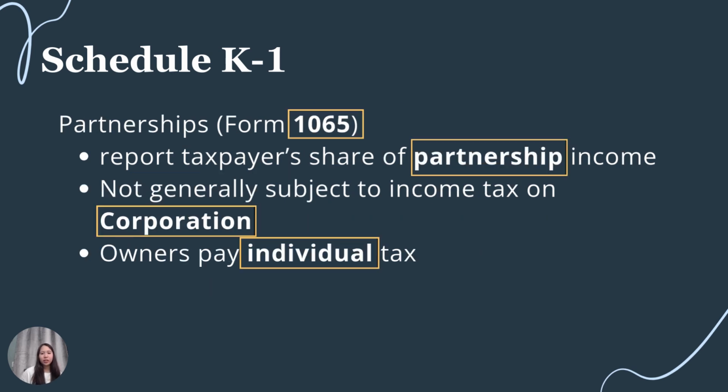And we're also going to see this in a partnership. Schedule K-1 for partnerships is reported on Form 1065. And Form 1065 reports the taxpayer's share of partnership income. And this is not generally subject to tax at the corporation level. This is the same as a flow-through entity. Owners will pay the individual tax.